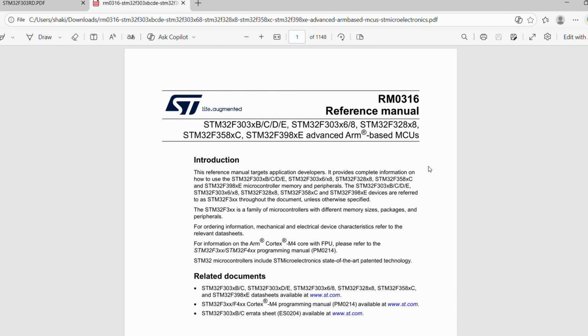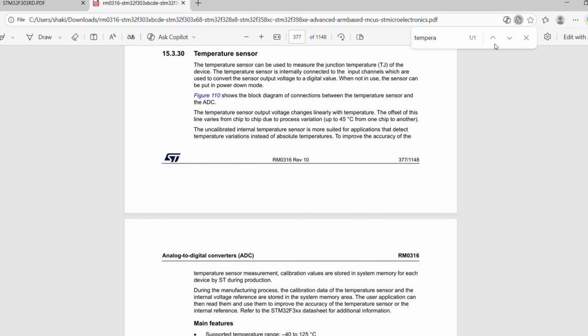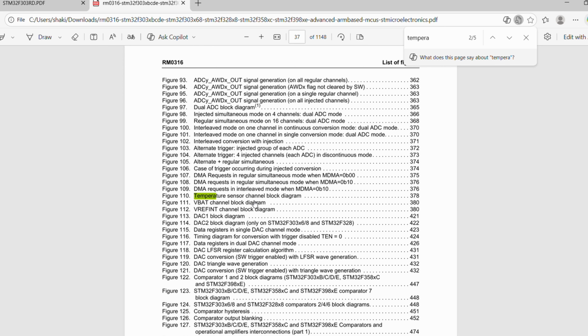If you want to explore more, you have to go to the reference manual. This is the reference manual RM0316 for the STM32F303RE. Let's explore the temperature sensor. Here we can see the ADC, and there's a formula provided as well.